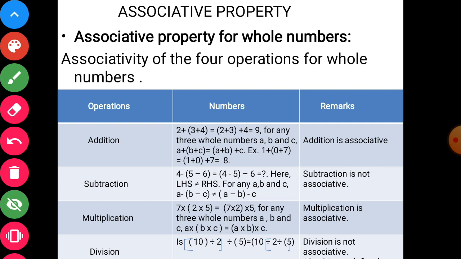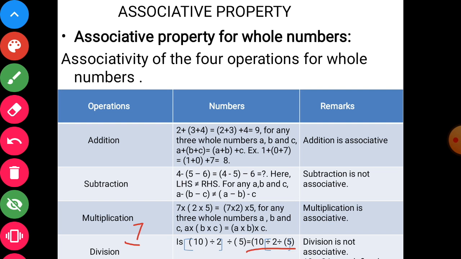And division, if you check for division, once again these two are in square bracket. First simplify that, means 10 divided by 2 is equal to 5. Then 5 divided by 5. Here we get 5 and divided by 5 is there. So 5 divided by 5 is equal to 1 we get. Here the answer is 1.